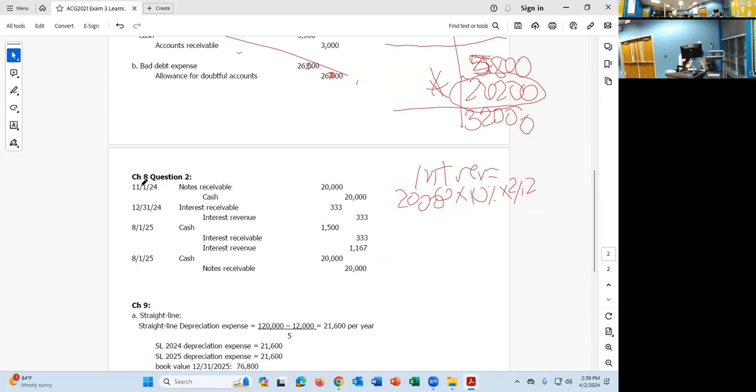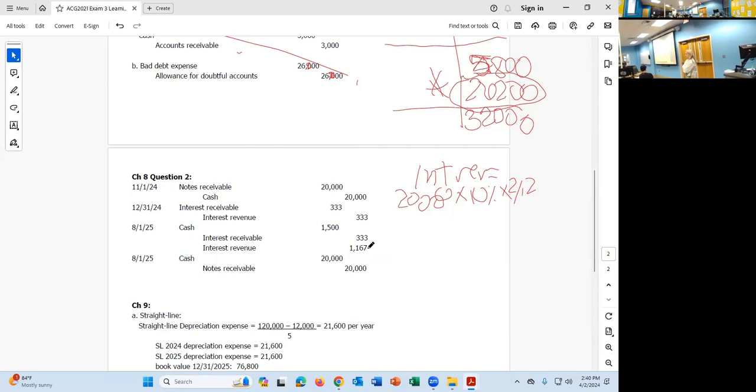Because we loan the money on November 1st, and then at the end of the year, we have to do adjusting entries on December 31st. So it's November and December, the 2 months of revenue we've got to earn in that first year. Then the other 7 months get recorded as revenue in the following year. But like I said, the total of those is going to be the total 1,500 we made for the full 9 months from that note.